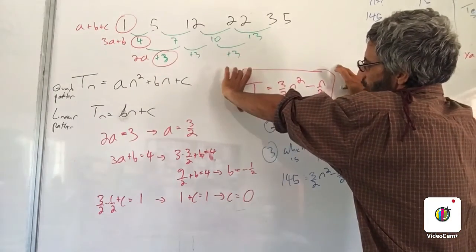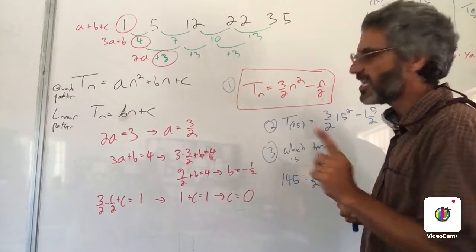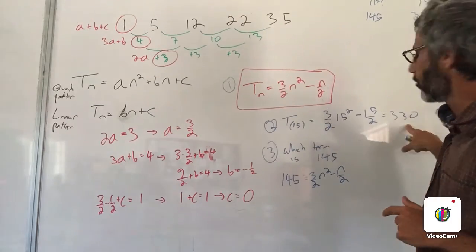We had to find the general formula for the nth term. The second question said, okay, n equals 15. I'm looking for the 15th term. What is it, please? Substitute, we got 330.